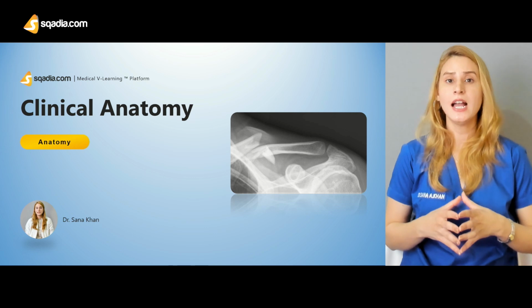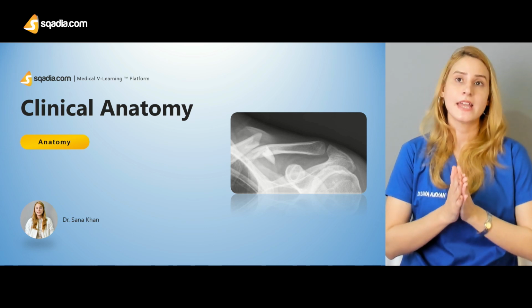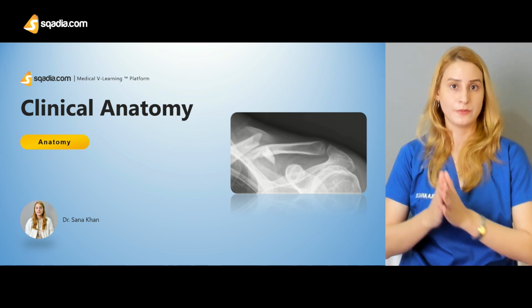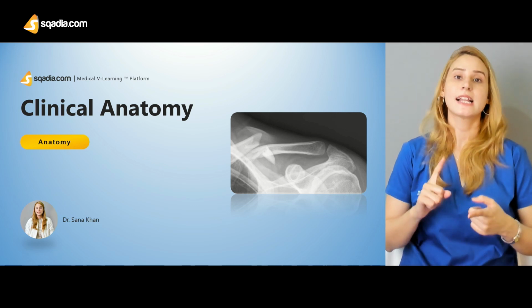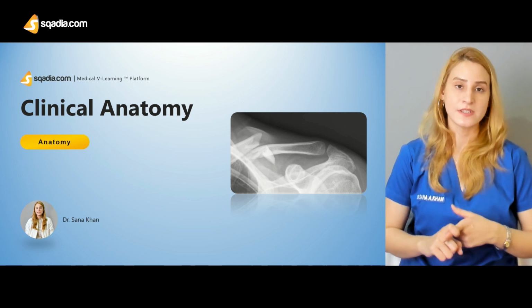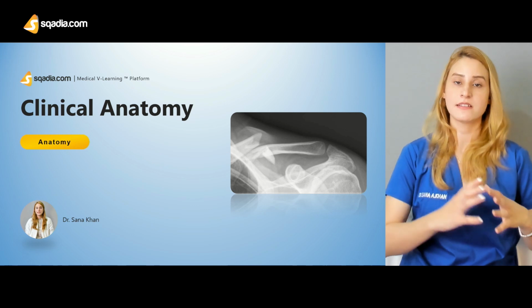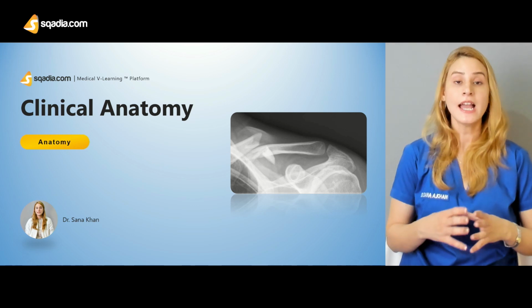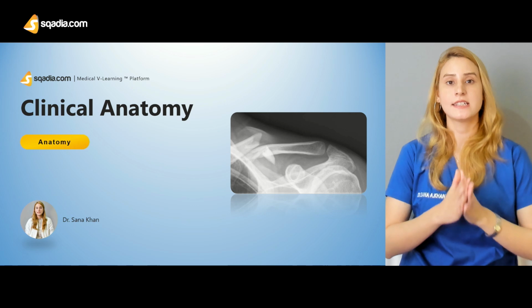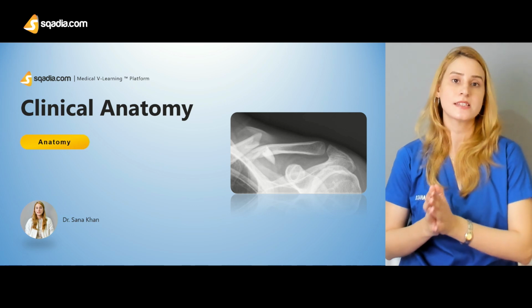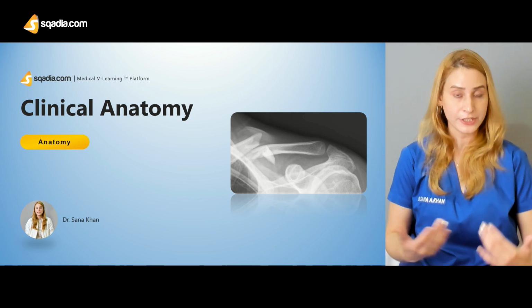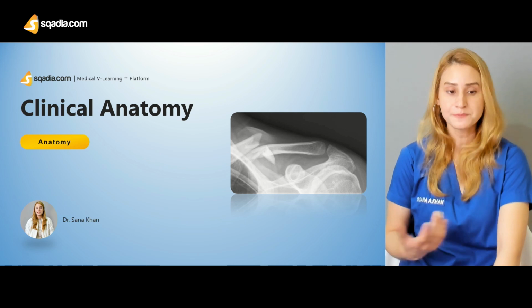So one thing you need to know is that the clavicle is responsible for weight transmission. Number two, the clavicle acts as a strut between the axial and the appendicular skeleton. And we also know that the clavicle is responsible for the protection of important neurovascular bundles, right?